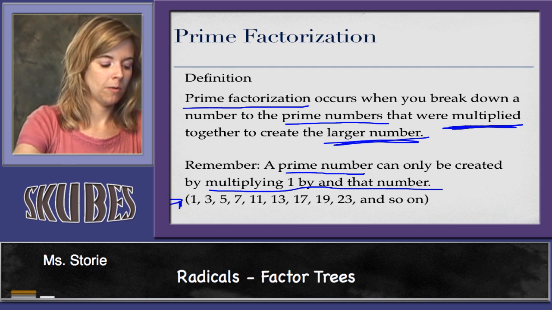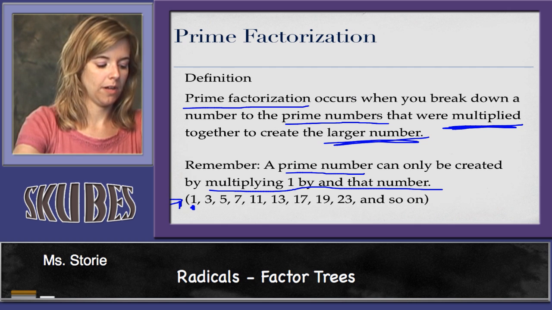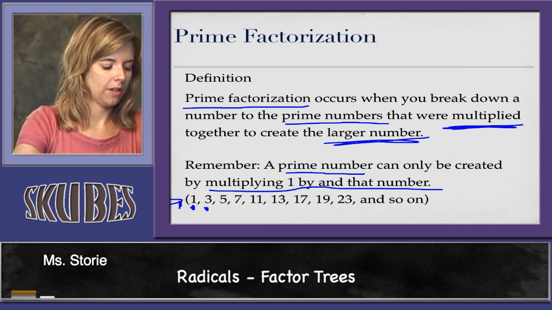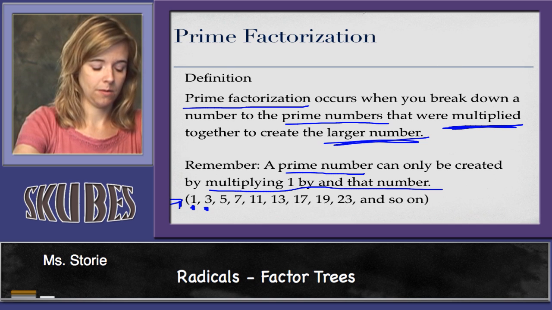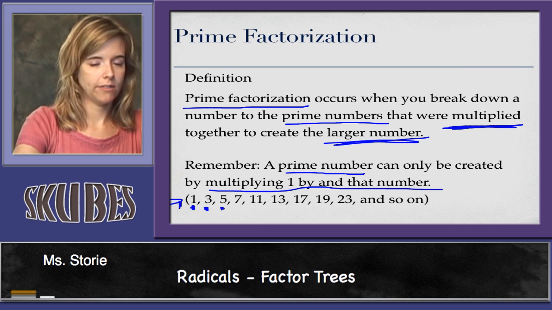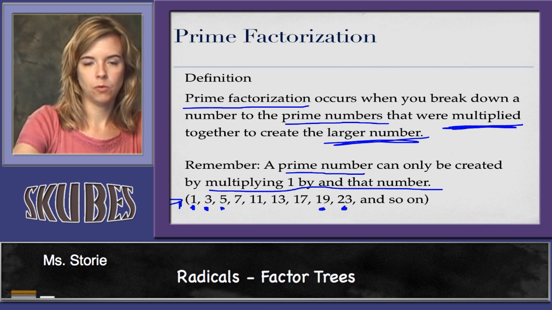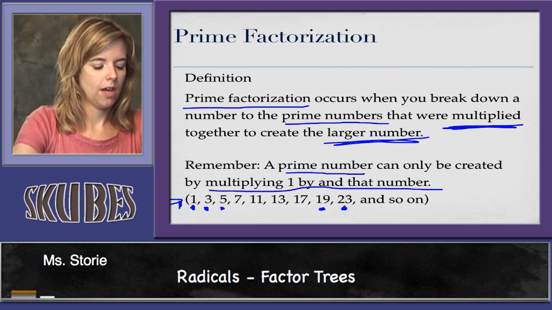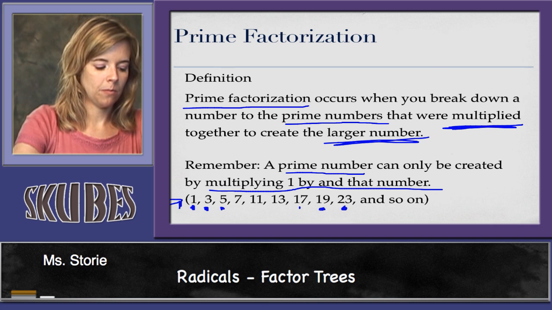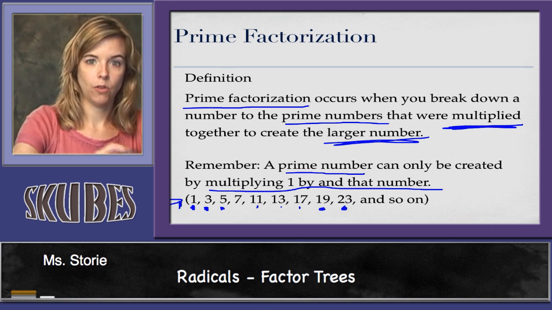So the only way that you can come up with the number 1 is by multiplying 1 times 1. The only number that you can come up with by 3 is 3 times 1. The only way you can create 5 is 5 times 1, and it keeps going. 19 times 1, 23 times 1, and there's lots more prime numbers. But those numbers can only be made up by multiplying itself and 1. Those are primes.